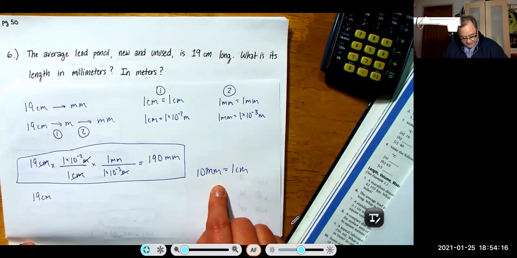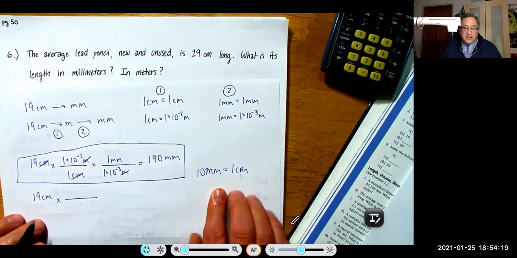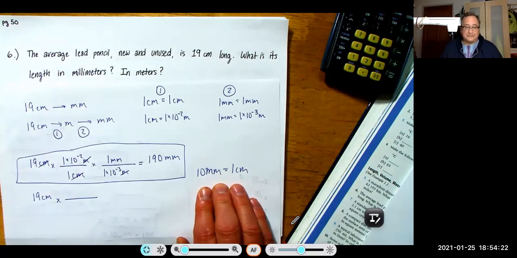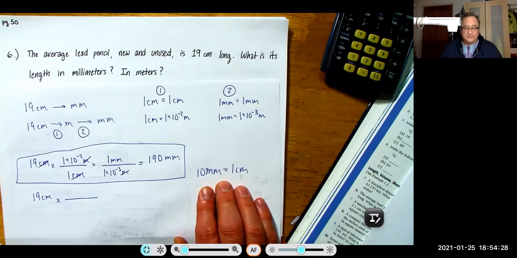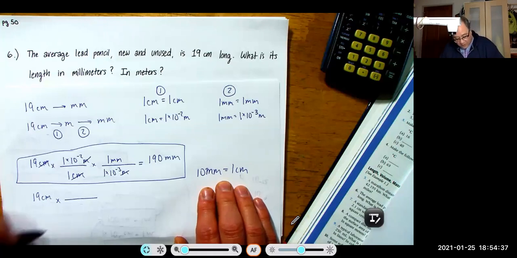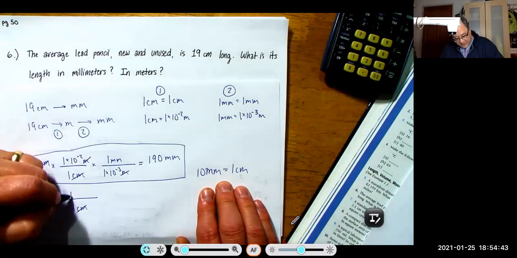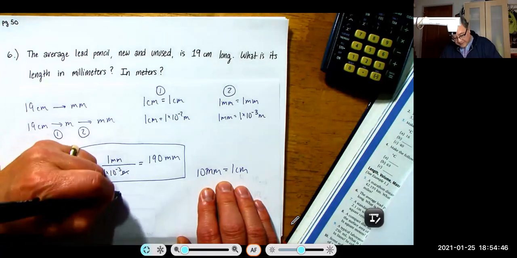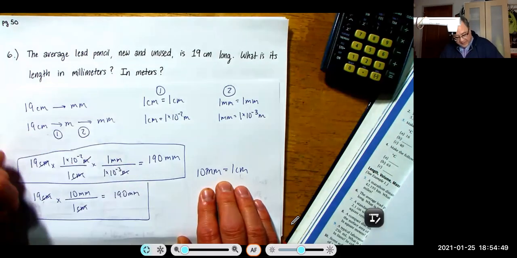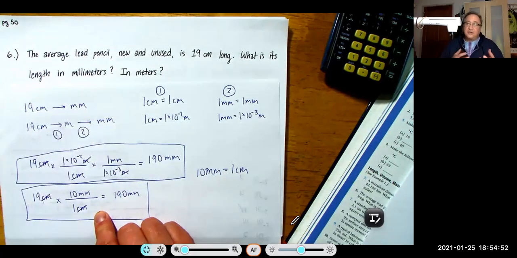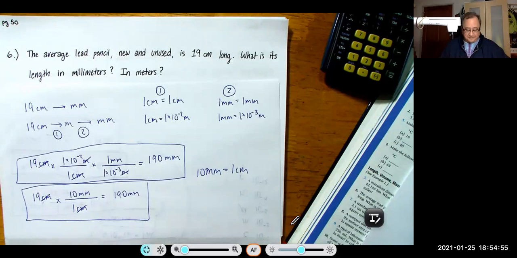So we could use this. Which side goes on the bottom, left or right? Okay, and that's correct. We're going to put the right on the bottom so that the centimeters cancel. 10 millimeters on top. And once again, we get 190 millimeters. So it is kind of nice to be able to know the relationship between different types of metric measurements. Okay, let's move on.